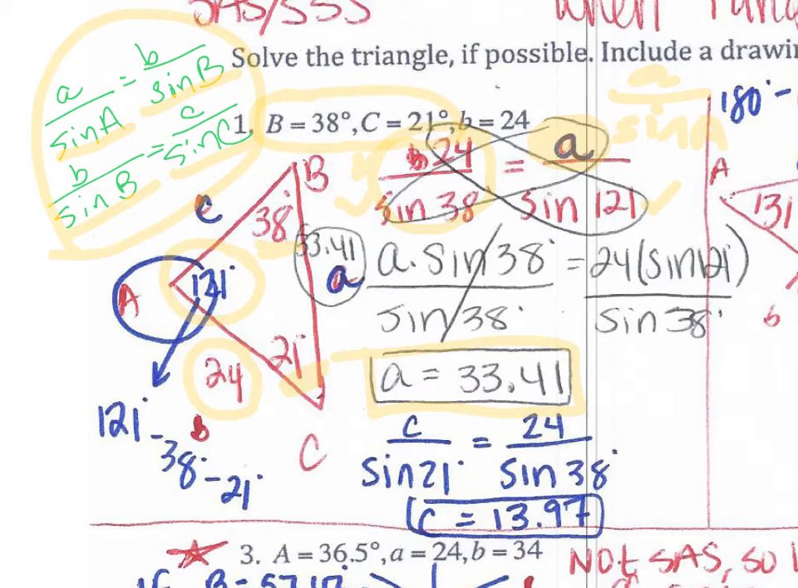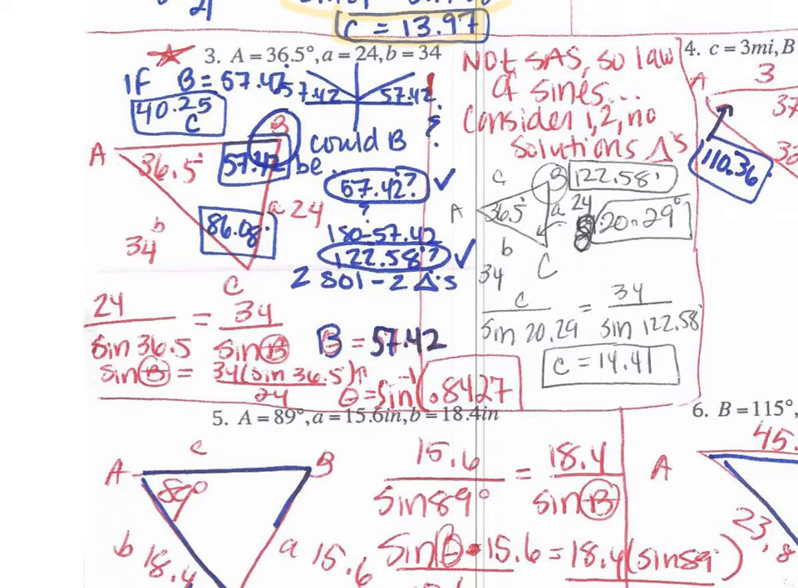After you find little a, the last side you need is little c. Similarly, we just use law of sines. We did little c over sine of C is equal to little b over sine of B, cross multiplied, and got side c is equal to 13.97. I'm going to skip over number 2 because it's just like number 1.